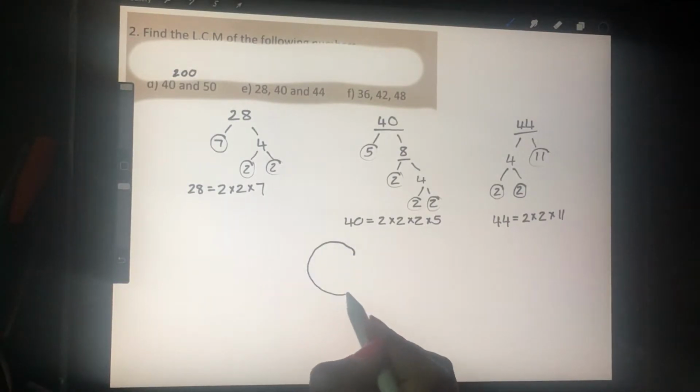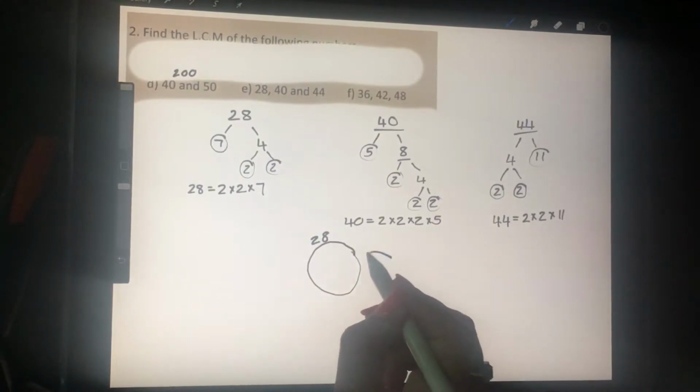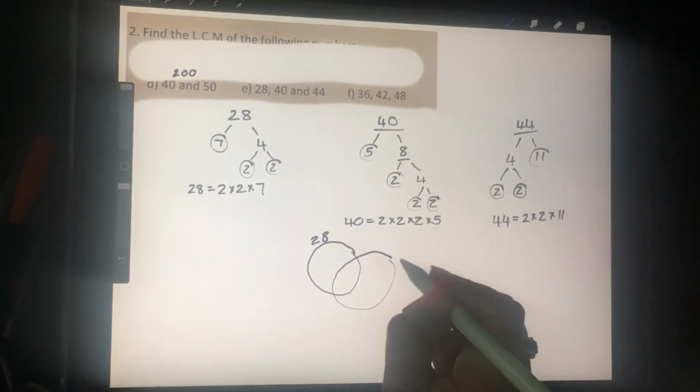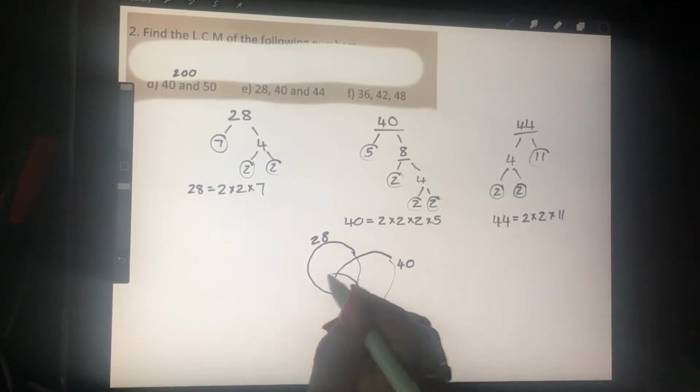Right, now this Venn diagram looks a little bit different, but in fact the information inside stays exactly the same. We've got a full circle for 28, we've got a circle for 40, and we also have a circle for 44.